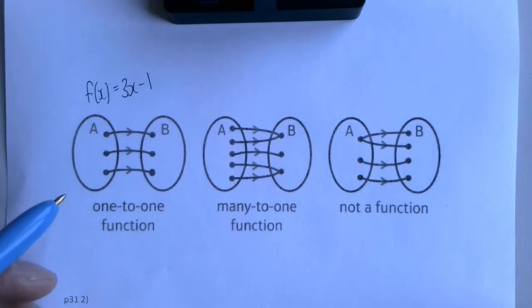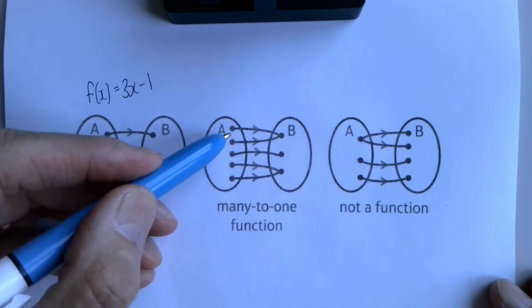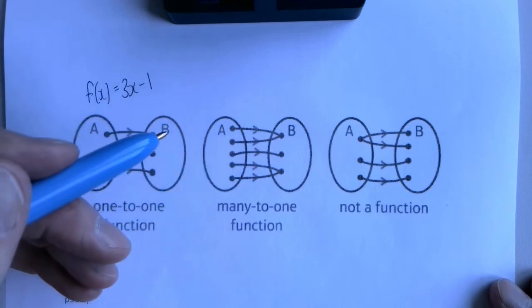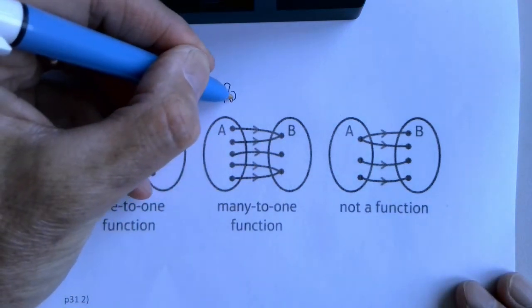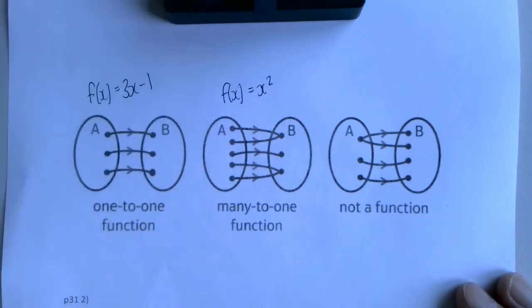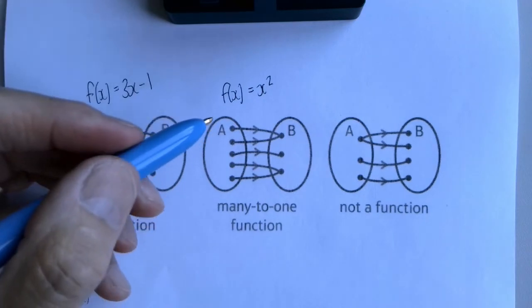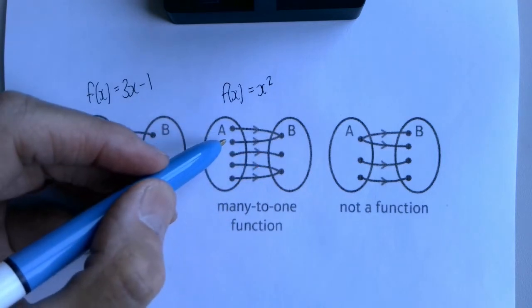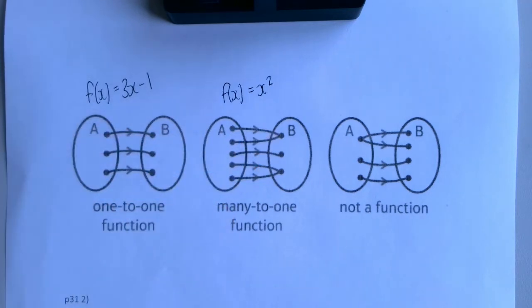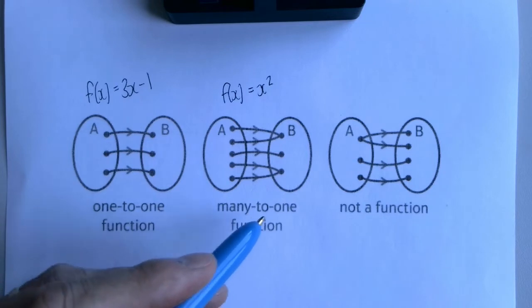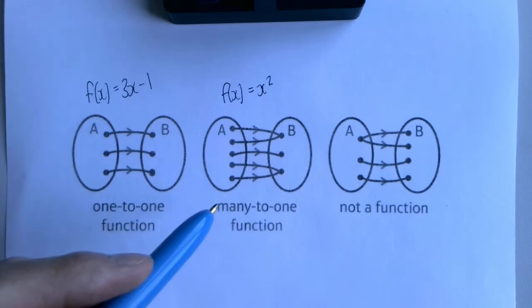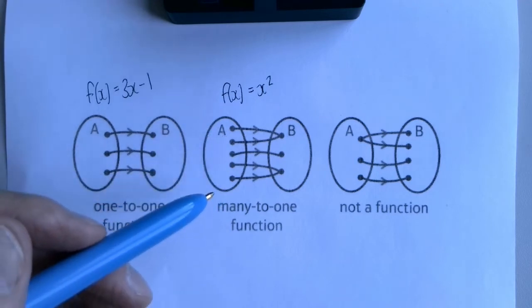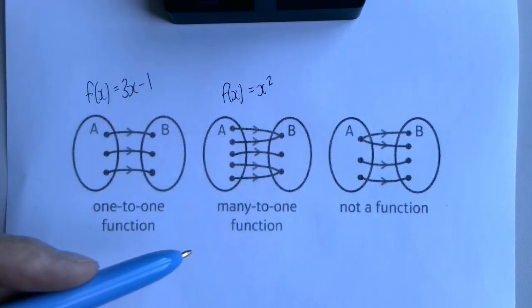There are some functions where more than one x value will give you the same y value. For example, y equals x squared is an example of that, because if I put 2 in, I get 4 out. If I put minus 2 in, I also get 4 out. So that's called a many-to-one function. There are several x values giving me the same y value.